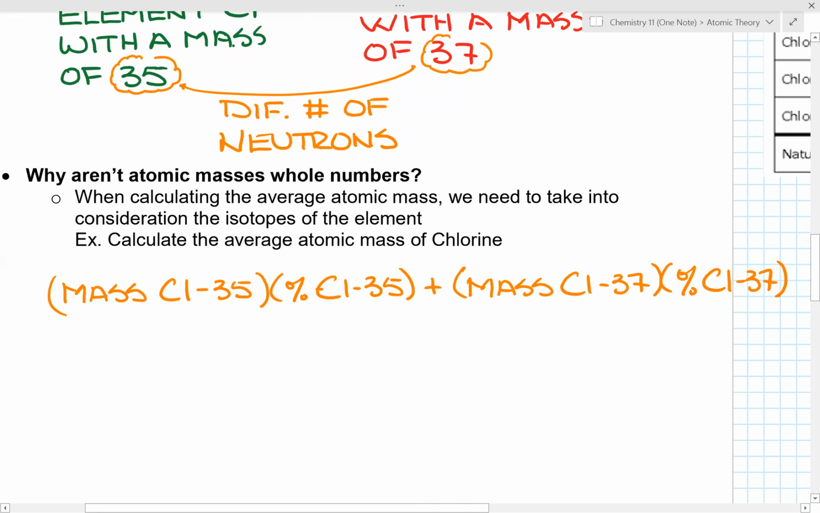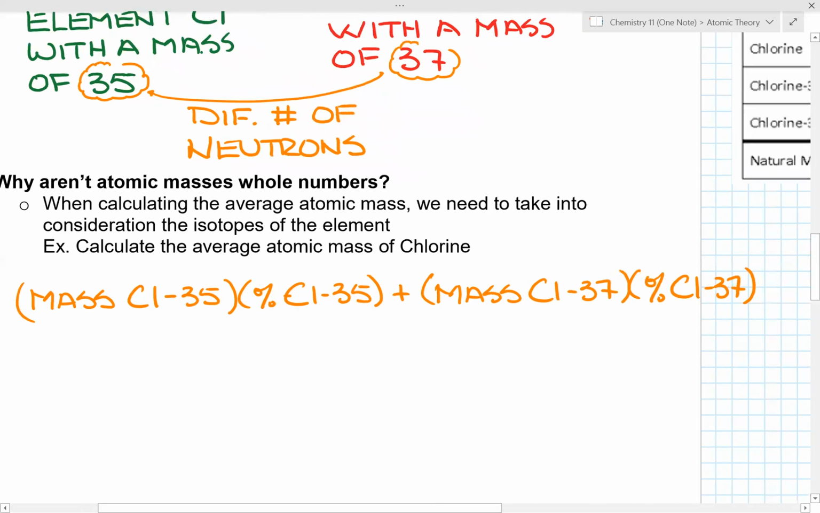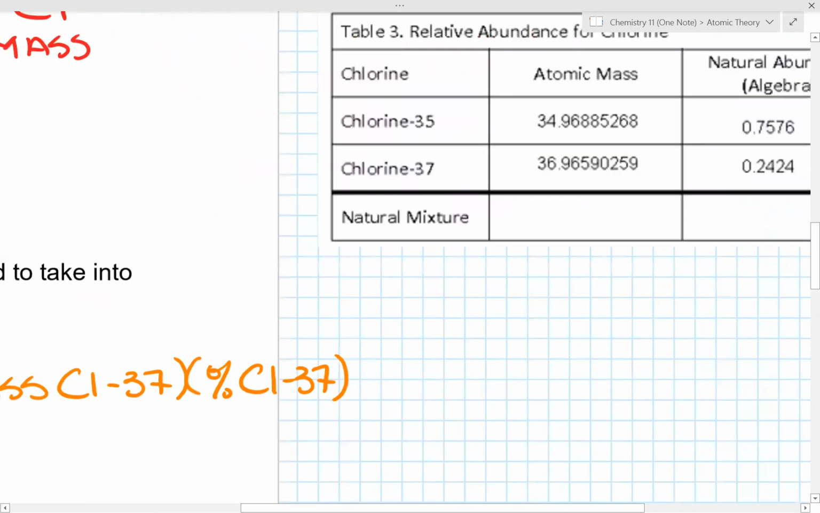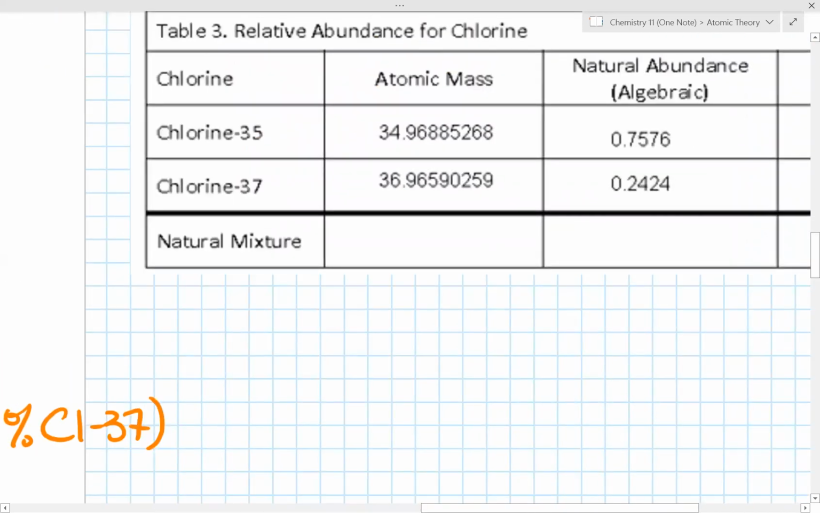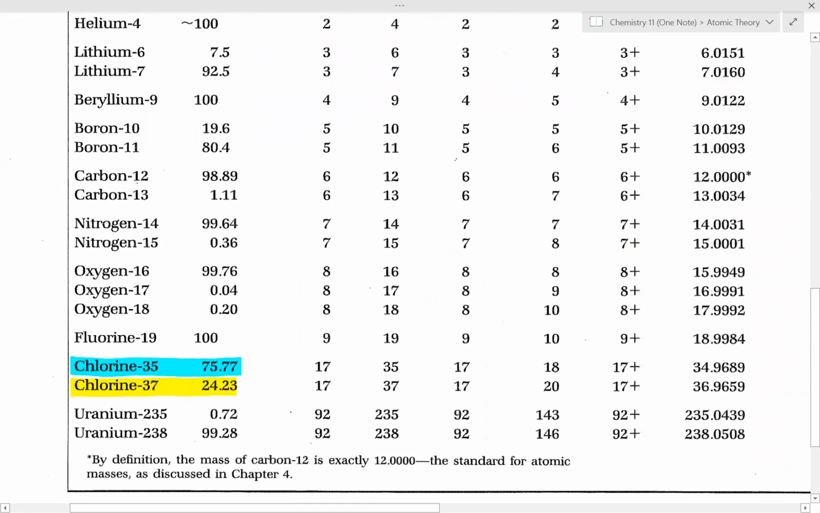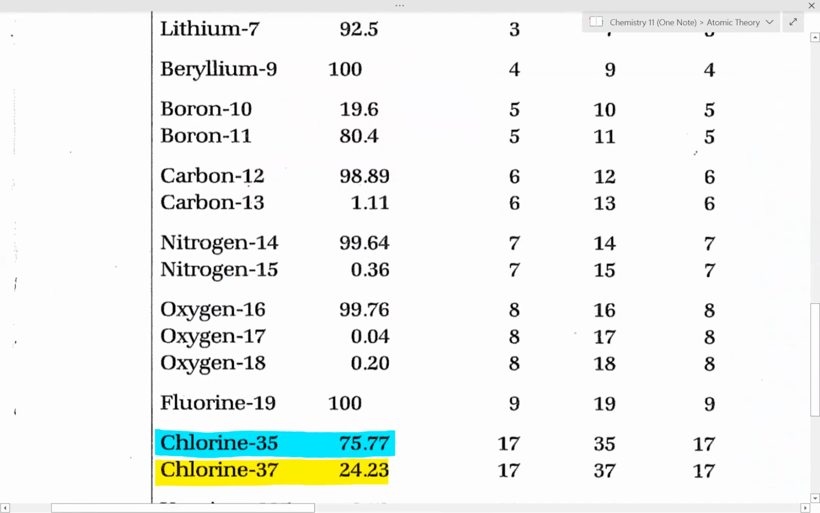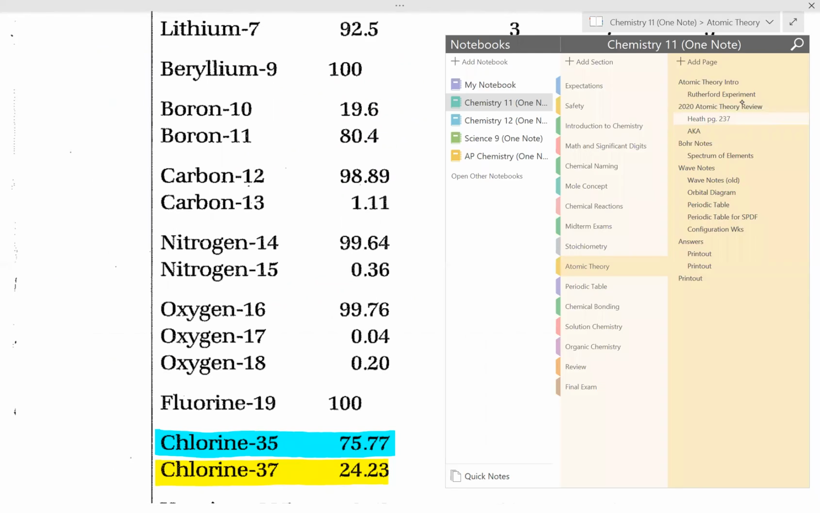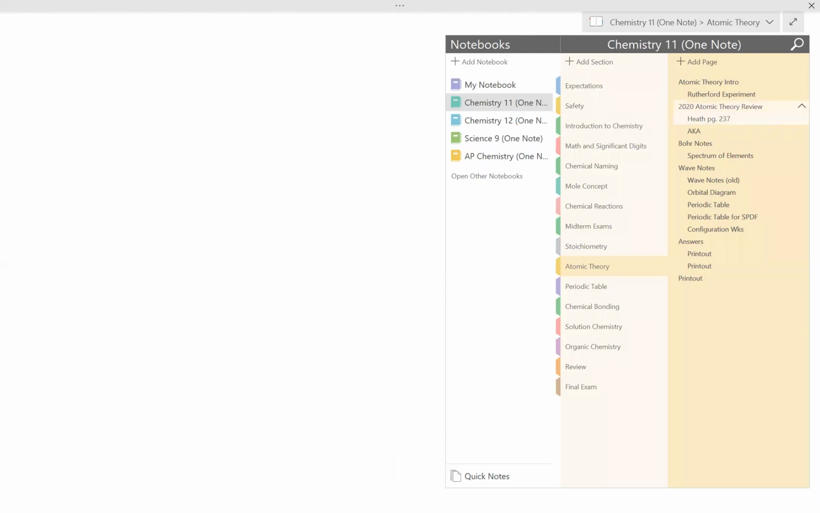Now, the only reason why we only did this twice is because there's only 2 isotopes of chlorine. But if we had something like, oh, I don't know, look at oxygen. There are 3 types of isotopes of oxygen, then we need to do all 3. Okay? So in this case, what do we do?